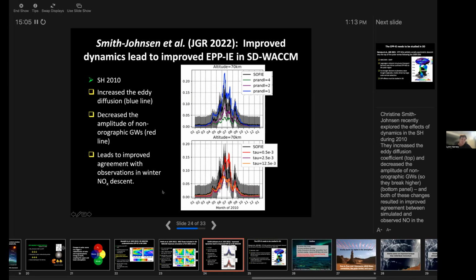They also looked into decreasing the amplitude of non-orographic gravity waves, and that will result in the gravity waves breaking at a slightly higher altitude and forcing mixing in a region of the atmosphere where it'll bring more NOx down. And this also results in better agreement with the observations. But we have yet to have a study that both uses these improved dynamical parameters and includes the medium energy electrons that Pettit included in the previous study. So that's probably the next step.